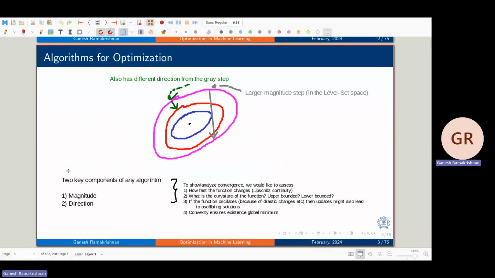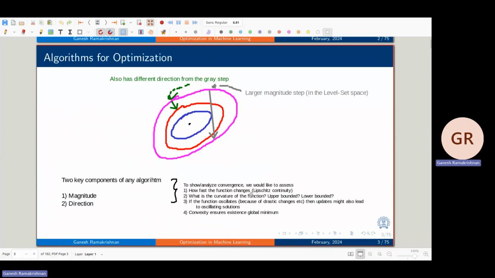So the key component of any algorithm that we'll discuss is its magnitude and direction. The gray has a lot of magnitude, whereas the green has small magnitude. However, when I start from one of the pink curves, it might be a good idea to go small if I'm in the green direction, have a small magnitude. So large is not always best. Whereas here, you see a large magnitude has in fact led to some oscillation. So the gray is probably a bad step choice.